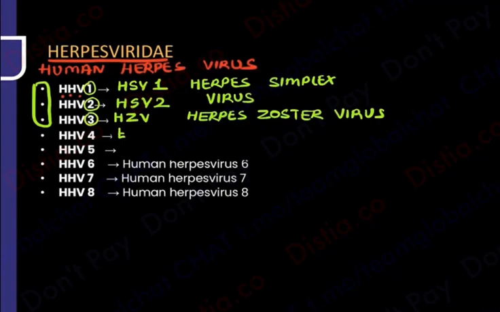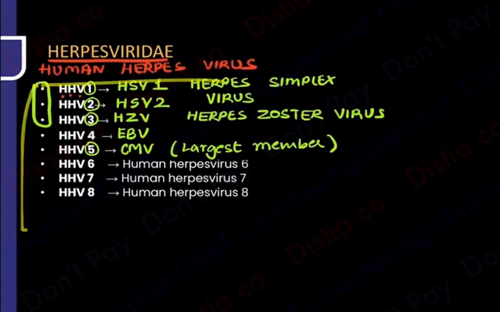What is 4? 4 is Epstein-Barr virus. And the fifth one, bigger number, that is cytomegalovirus. And cytomegalovirus is the largest member of this family, as the name of course suggests. Okay? So this is exactly what we are going to do. We are going to study one by one from 1 to 8. We'll study everything, but first, let's do a basic overview.